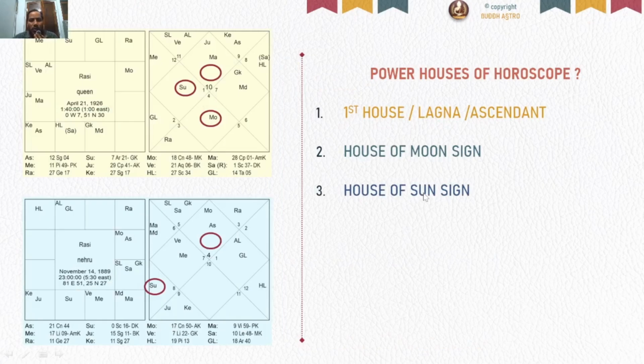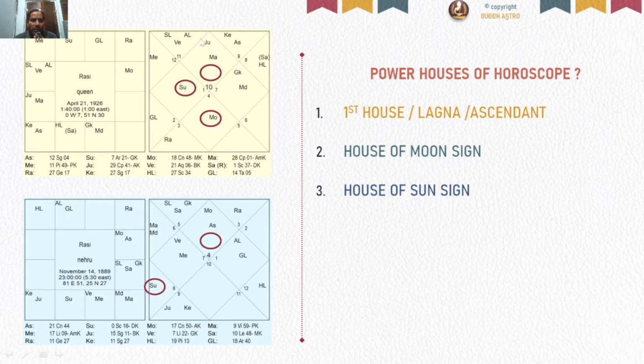Now let's talk about the power houses of the horoscope. This is the most important part of any horoscope. There are three power houses of any horoscope. First is the first house, that is Lagna or ascendant. Second, where the moon is sitting, the house of moon sign. Third is where the sun is sitting, or the house of sun sign.